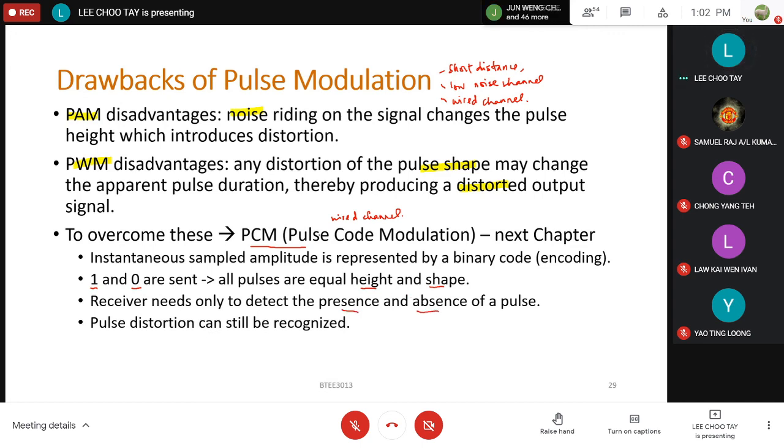And to do that, to just send 1 and 0, we need to convert our amplitude into a form that can be represented by binary coding. Therefore, we need to perform A to D conversion. So next chapter, I'm going to cover this. Even though the pulse will be distorted, you can still see whether there is a pulse or no pulse. So the recovery process will actually be much easier. So this is what we're going to learn in the next chapter.